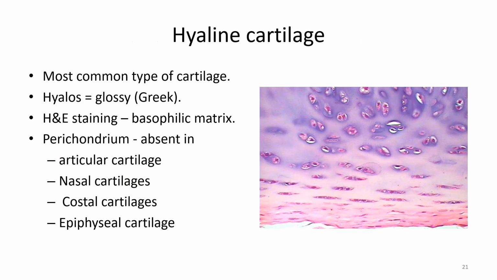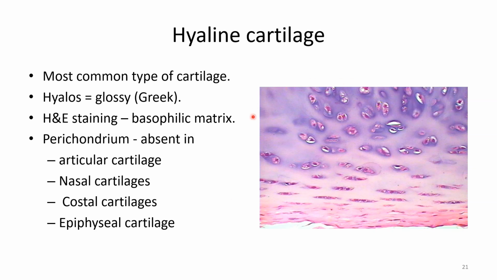Coming to the hyaline cartilage, it is the most common type of cartilage, and the word hyalos is derived from Greek, which means glossy. With hematoxylin and eosin staining, the matrix is basophilic. You can observe the color of the matrix. The perichondrium is absent in the hyaline cartilages in relation with the articular cartilage, the nasal cartilage, and the costal cartilages. The epiphyseal plate of cartilage also does not contain the perichondrium.